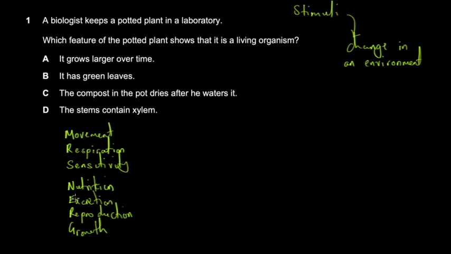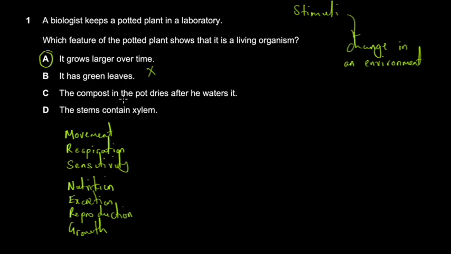You're essentially looking for any one of those that's true for a potted plant. So it grows larger over time. So this one must be it. Okay. So you can actually go on and make sure by reading all the other answers. So it has green leaves. This one is not true. Why? Because we can have an artificial plant that has green leaves.